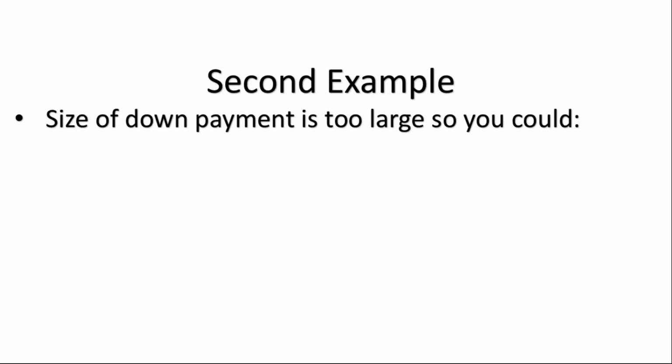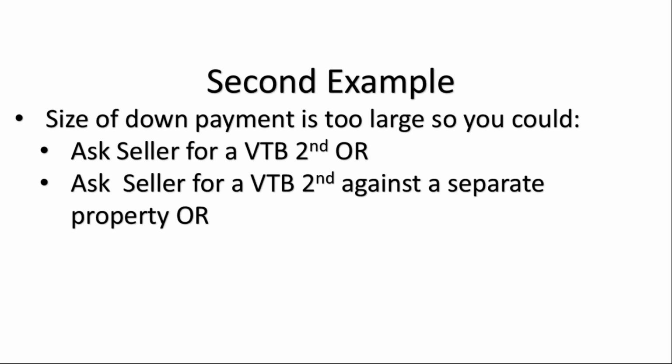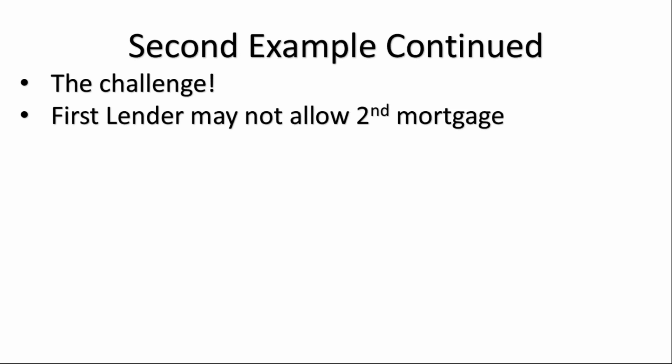So it leads me to the next one here, where the size of the down payment is too large. So, what can you do? Well, you can ask the seller for a vendor take back in the form of a second mortgage, or ask the seller for a vendor take back against a separate property, or you can place a line of credit or RSP mortgage against another property as well. It depends on the lender. Yeah, because it depends on the lender in the first place whether they will allow a second mortgage or not.